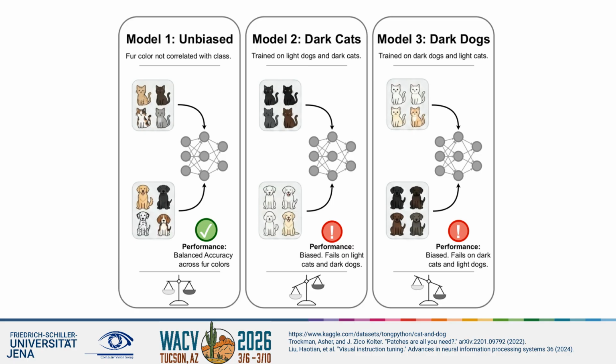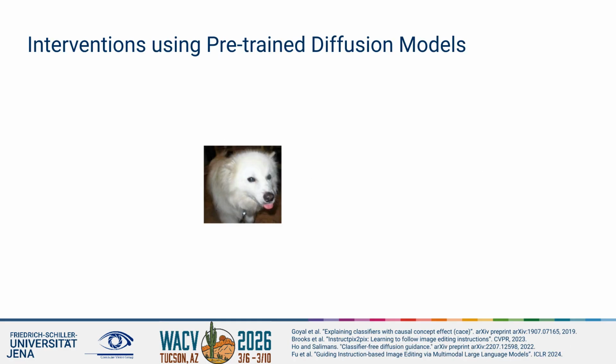However, all 3 models predict very good or have a very high performance for the in-domain data. Only the biased models struggle when they have to predict on the opposite domains or on the unbiased domain. To study these models on the interventional level and figure out whether the fur color is actually a problem, we turn towards pre-trained diffusion models.